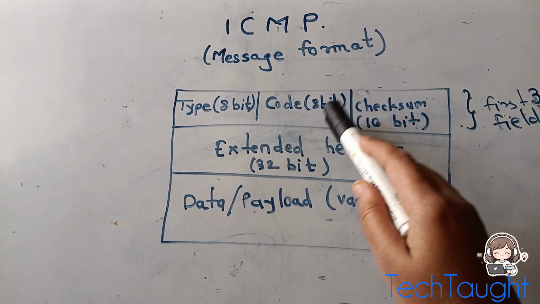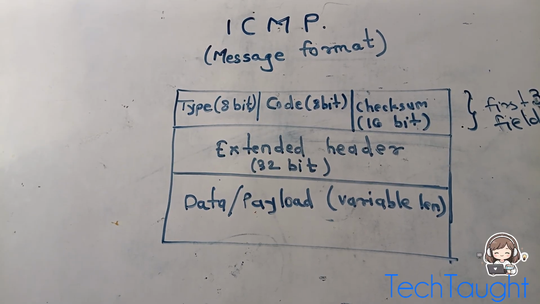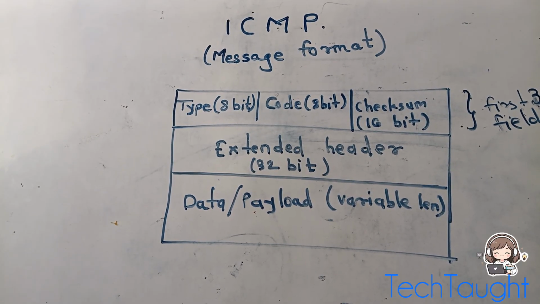Then second is the code of 8 bits. The code is the next 8 bits of the ICMP packet format. This field carries some additional information about the error message and its type. We should have only 8 bits in our code. We have seen earlier what the types of error messages are. If you don't know, you should first see the ICMP message types video.